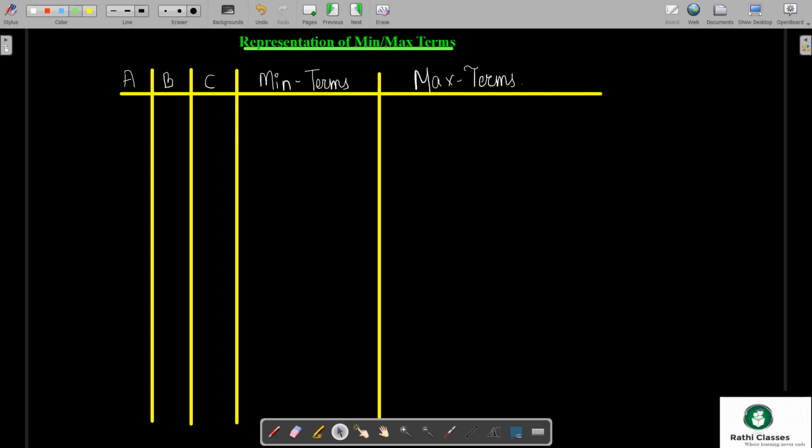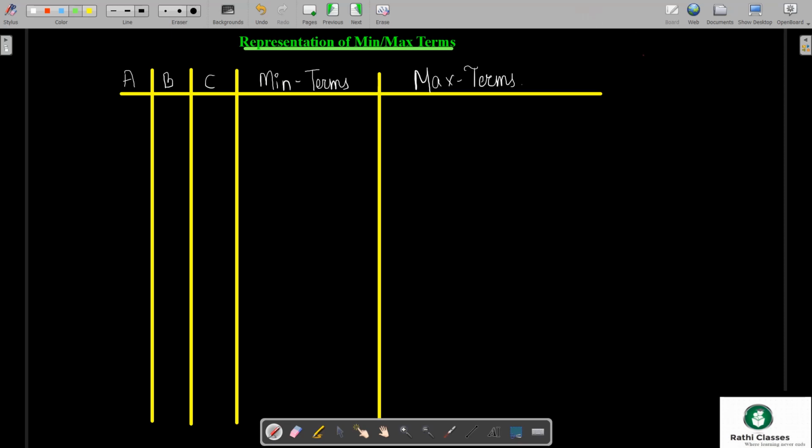Welcome to the tutorial on representation of minterms and maxterms. So how do we represent any number, whether it is in minterm format or maxterm format? Here I have taken an example of three inputs, as you can see, A, B and C. A, B and C are my three input bits.